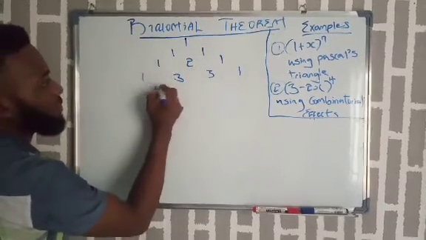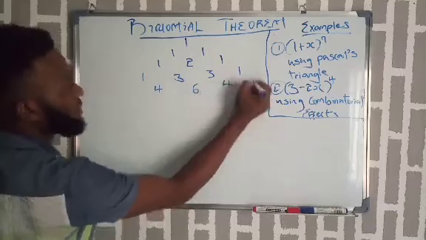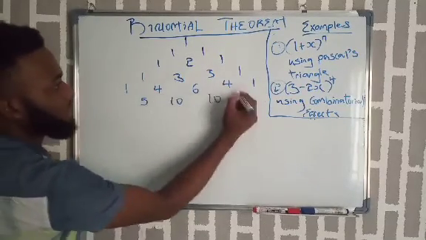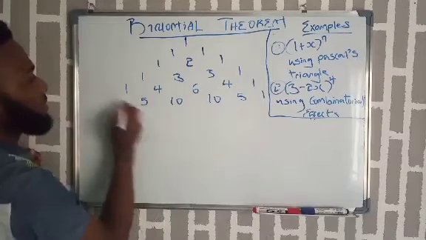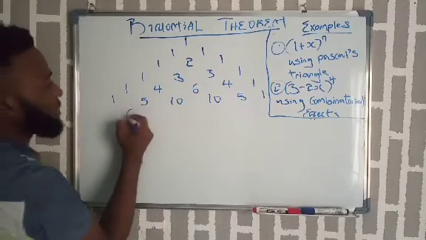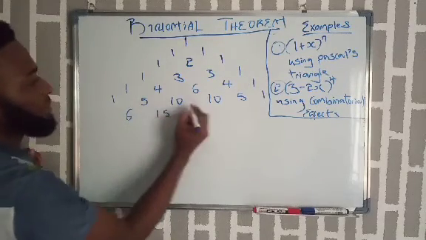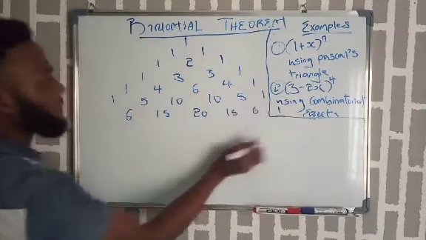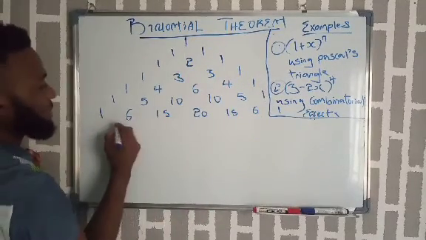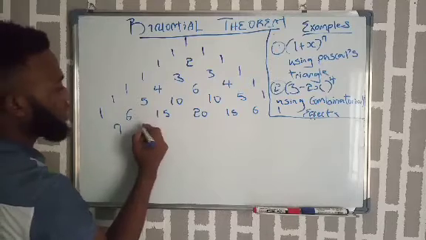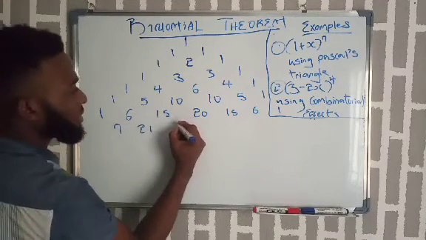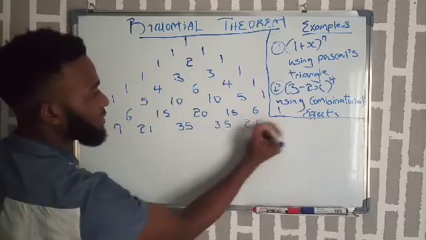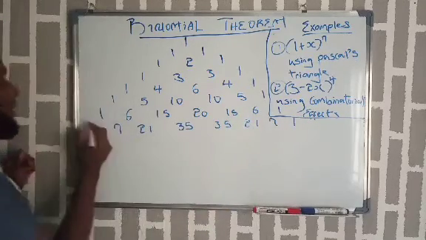So this is 4, this is 6, this is 4, this is 1, you add 1 here also. This is 5, this is 10, this is 10, this is 5, this is 1, you add 1 here also. This is 6, this is 15, this is 20, this is 15, this is 6, this is 1, you add 1 here also. And this is 7, this is 6 plus 15 is 21, this is 35, this is 35, this is 21, this is 7, this is 1, this is 1 here also.